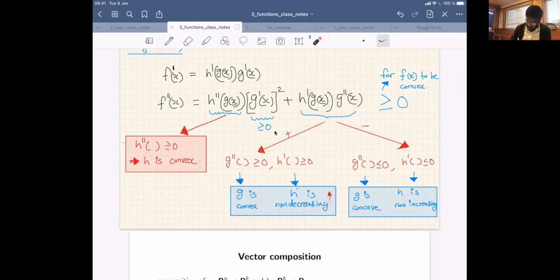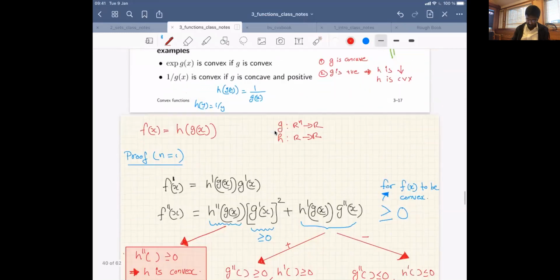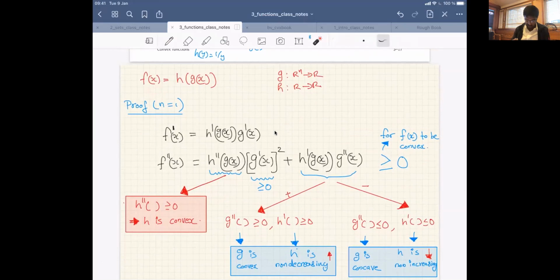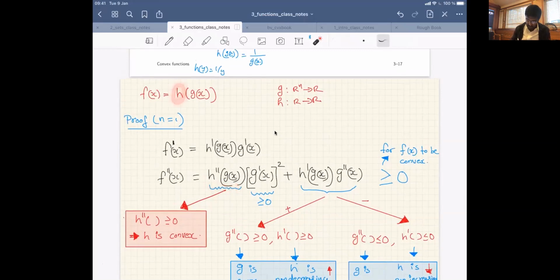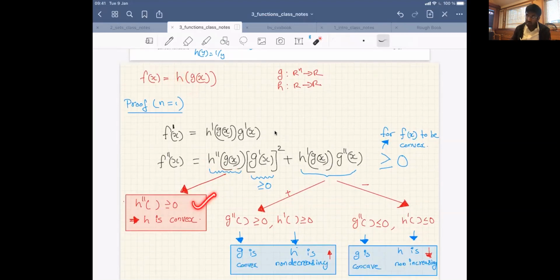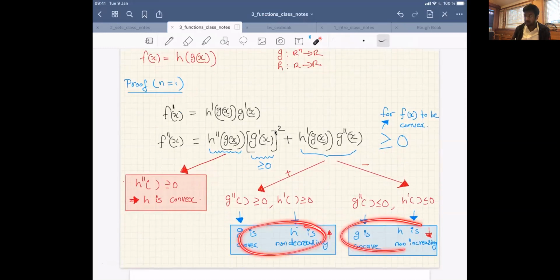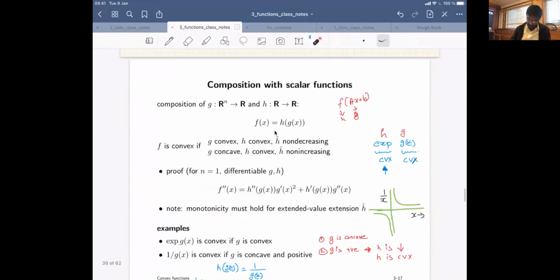Now we can come to the negative case. Both can be negative. In that case, g double dash is negative, or 0, which means g is concave. h dash is negative, that is, h is a non-increasing function. So now we have our rule. For my function f to be convex, first of all, h has to be convex. There is no doubt in that. Then there can be two conditions. For h convex, g convex, h non-decreasing, the function is convex. Or the second option is h convex, g concave, h non-increasing. That's what is written here.